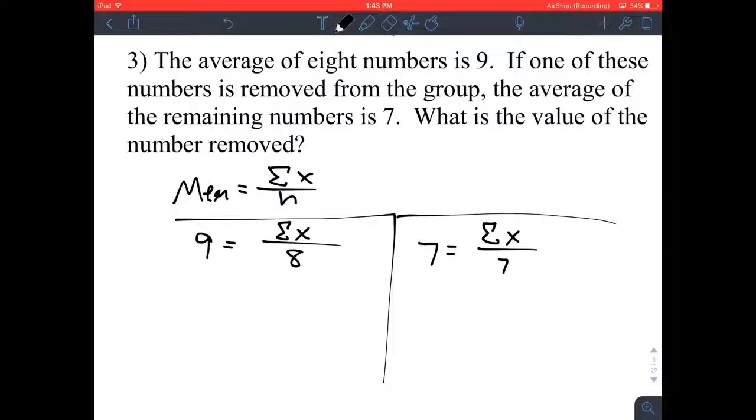is take this first equation we have, multiply both sides by 8, and we get 72 as the sum. We have all 8 numbers, the sum is 72. If we do the same thing for this other one here, multiply both sides by 7, we get that the sum of 7 of the numbers is 49.